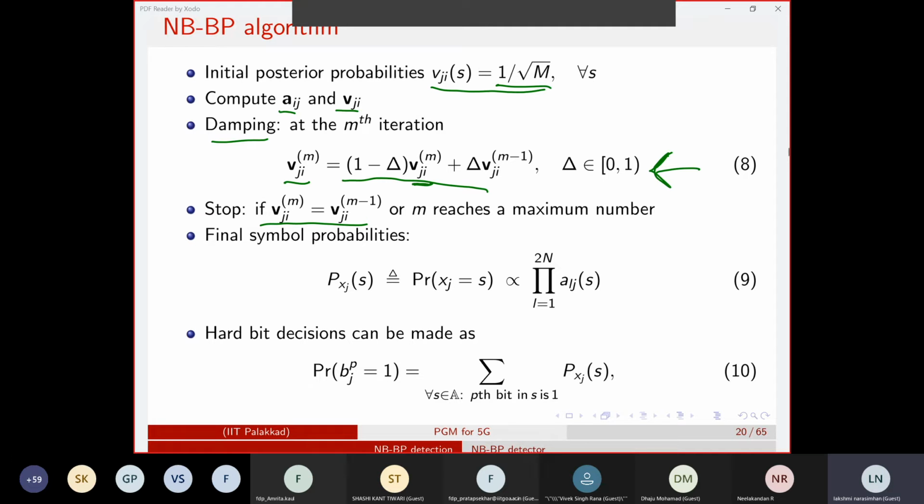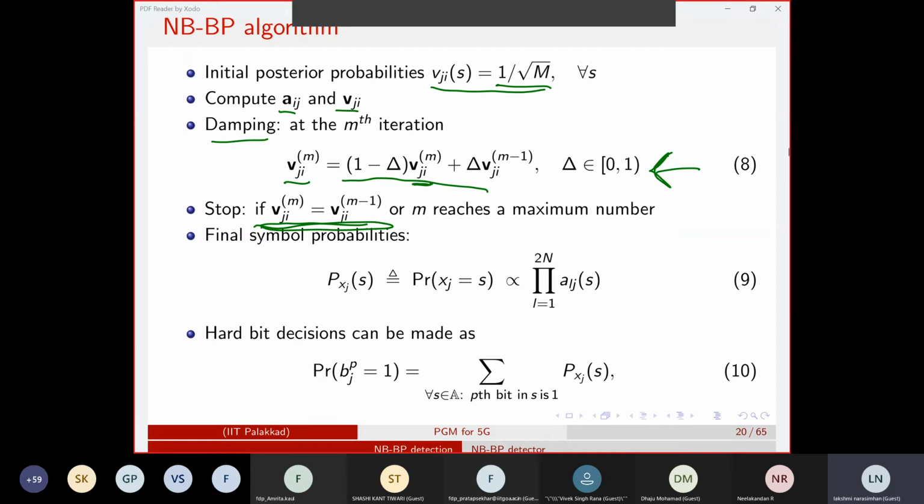Finally, when do we stop? We stop when the messages look very similar. If the current message that we've computed looks very, very similar to the previous message, they are almost equal, then we say that whatever messages we pass anymore will also remain the same. So there is no point, stop there. This is the stopping criterion. Or sometimes a maximum number of iterations is set. Let's say 200 iterations: I don't want to run more than 200 iterations. That is also set as a stopping criterion. So we stop at some point.